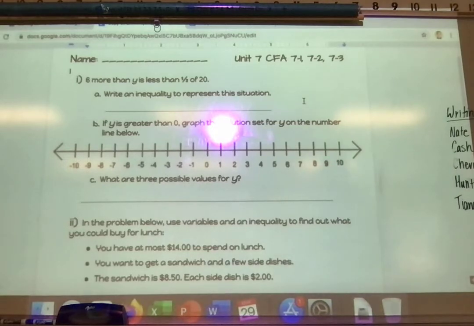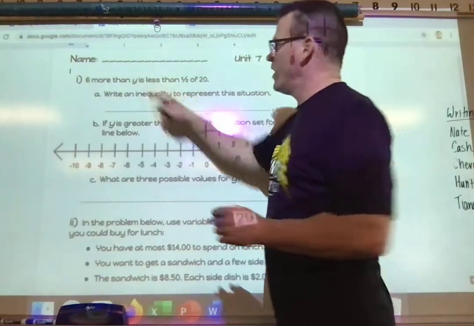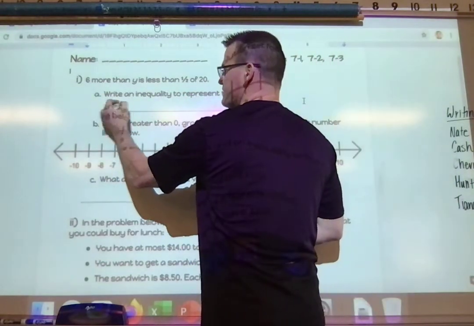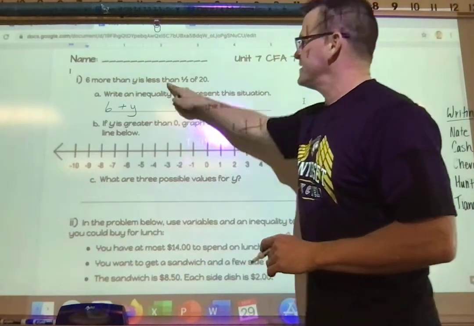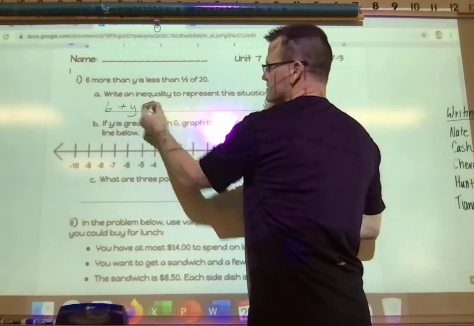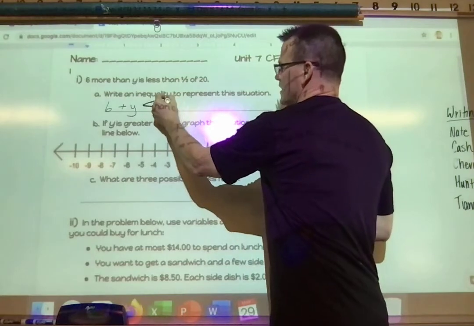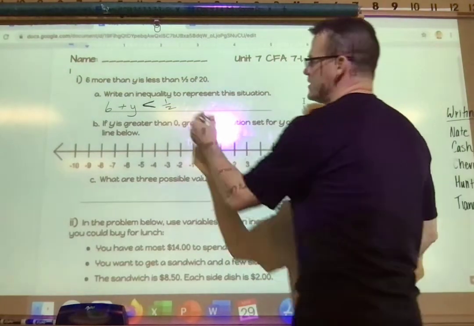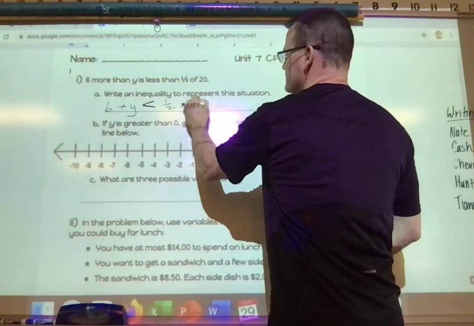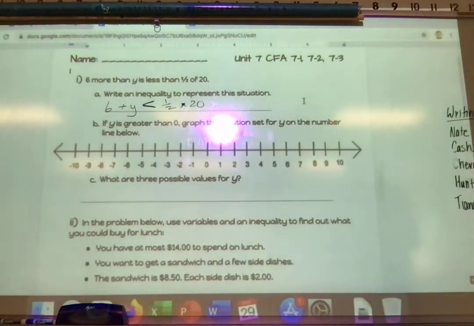So on the first question here, 6 more than y is less than a half of 20. Okay, there's our situation, and we're supposed to write an inequality to represent the situation. So 6 more than y. We know more than means add, so 6 more than y, 6 plus y, is less than, my less than symbol, 1/2 of 20, and we know of means multiply, so 1/2 of 20.